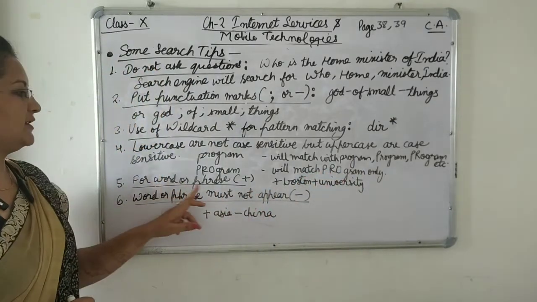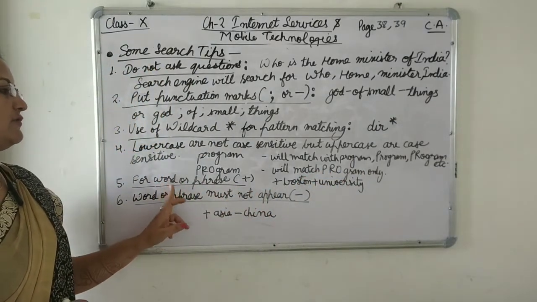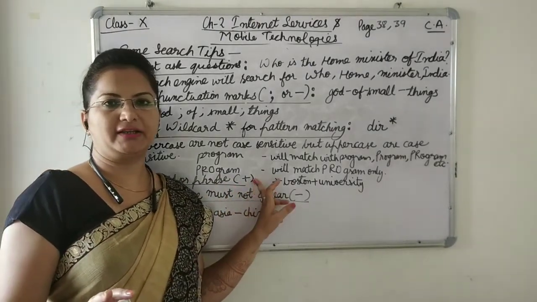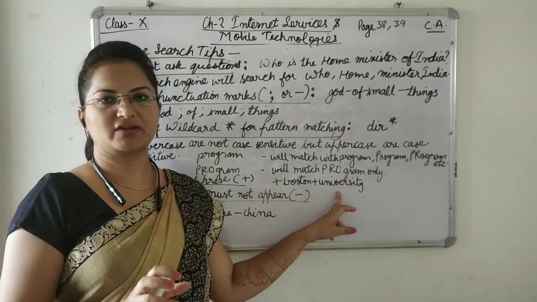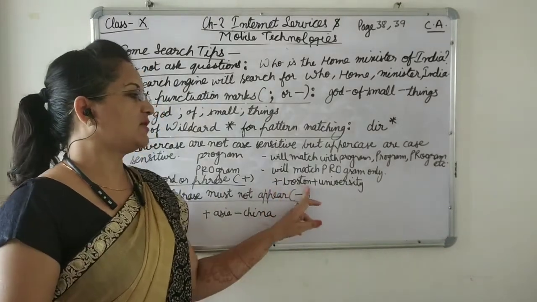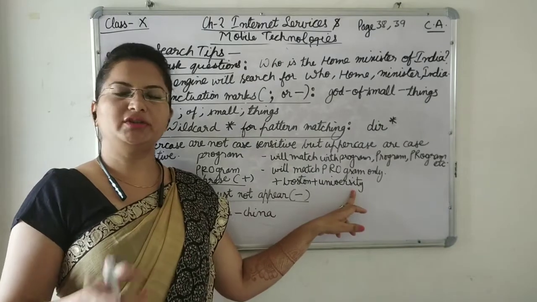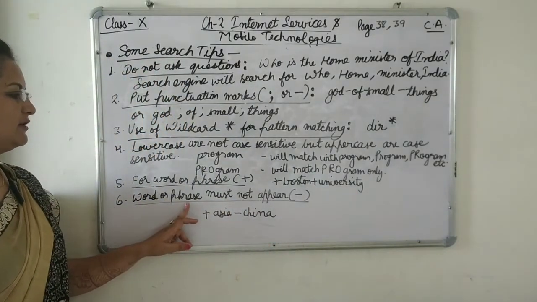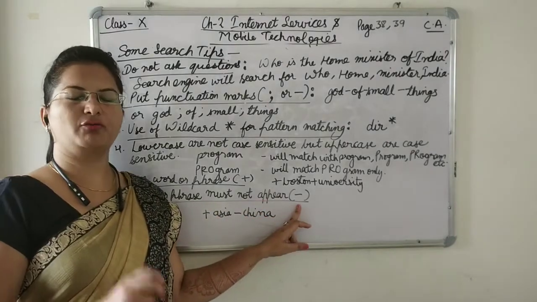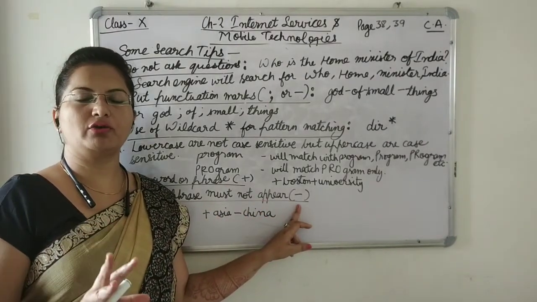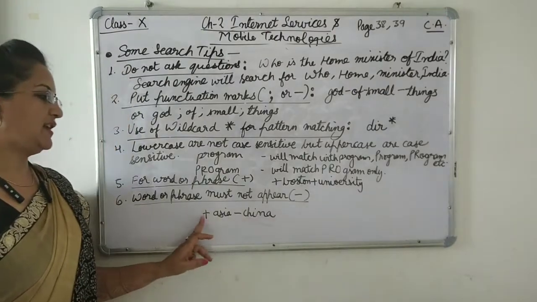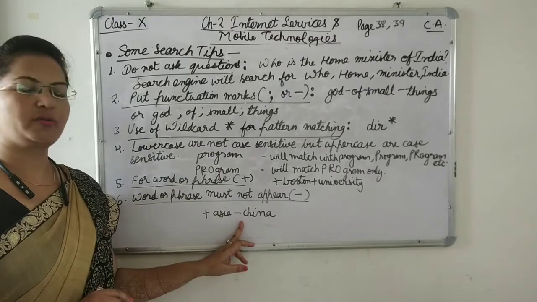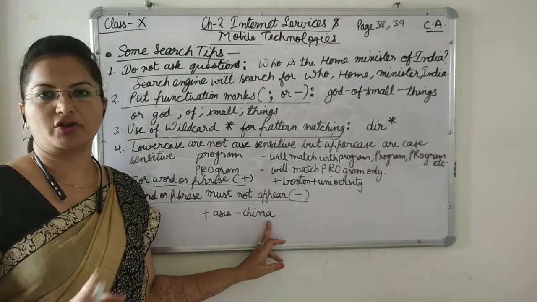Now, for words or phrases, if you want to search for a word or a phrase, then you should use the plus symbol. All the words will be included. If you want to search for Boston University, then you should write plus Boston plus University. So both the words will be searched in the websites. Now, a word or phrase must not appear. If you want a word or a phrase not to appear in the websites, then you can write plus Asia but minus China. That means the word Asia should be there on the websites but the word China should not be there.